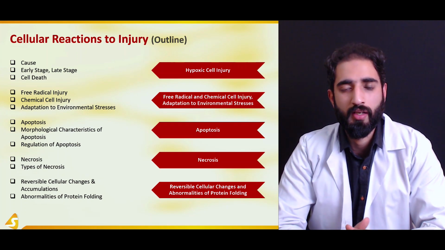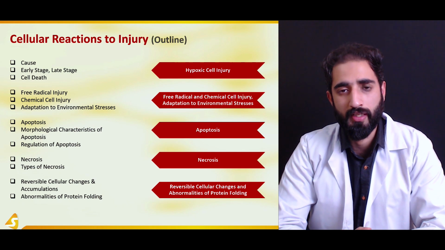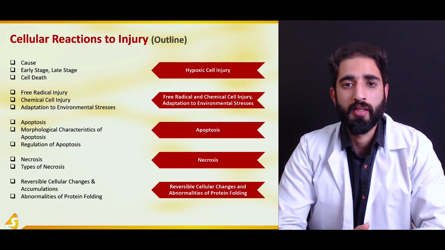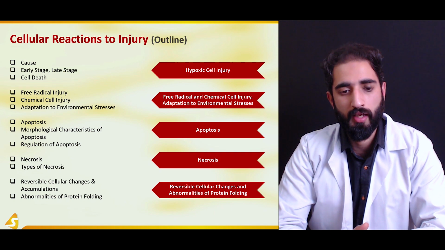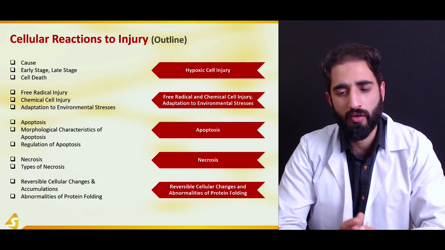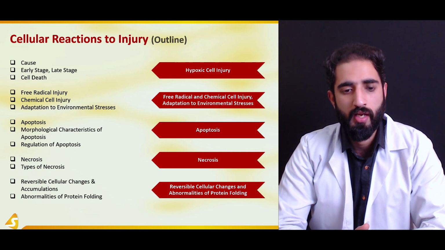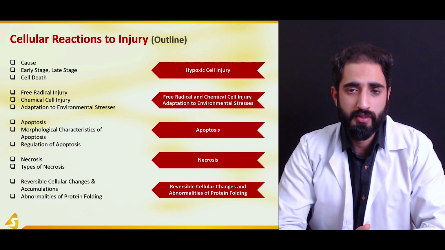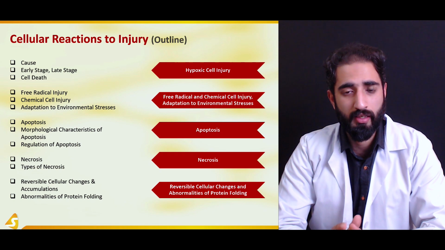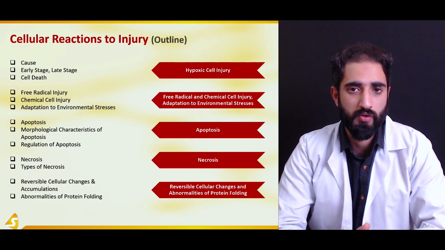Hypoxic cell injury is usually because of the absence or diminished oxygen supply, and we are going to talk about the causes of hypoxic cell injury, the early stage of hypoxic cell injury, and a late stage of hypoxic cell injury, and lastly the cell death which occurs in the hypoxic cell injury.